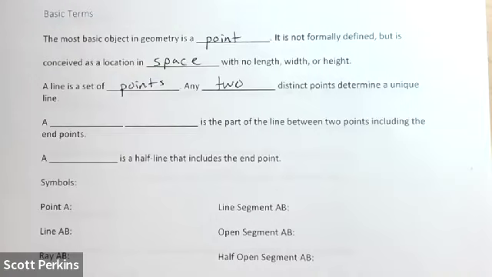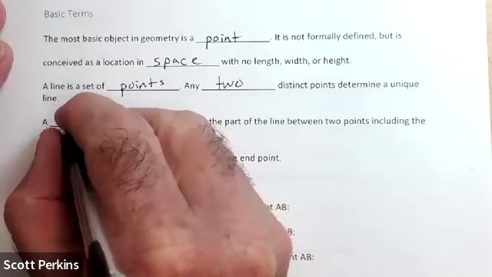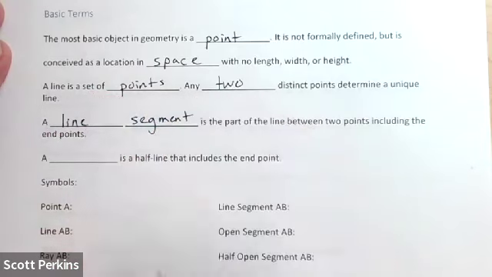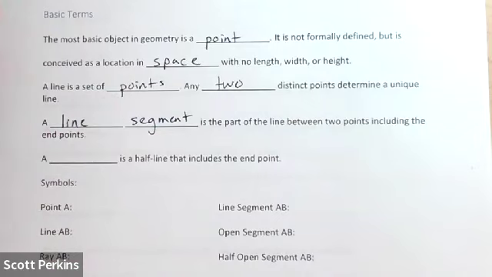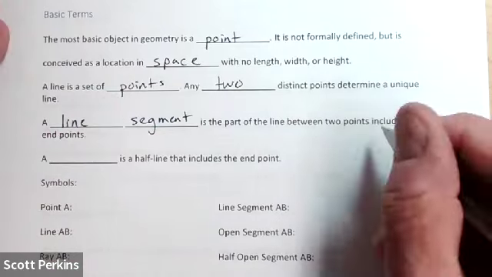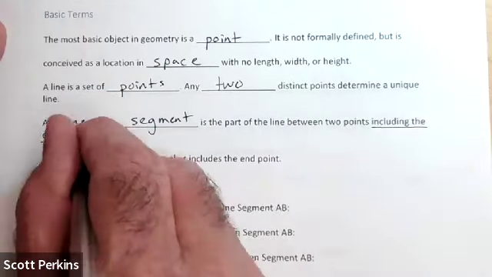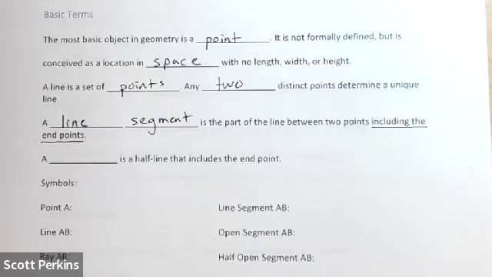Some components of a line are things like what's called a line segment. A line segment is the part of the line between two points. And notice this is very important for a line segment: it includes the endpoints. So it's all the points between two points, the part of the line between two points, and for a line segment, you include the endpoints.